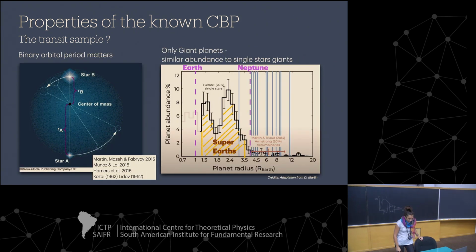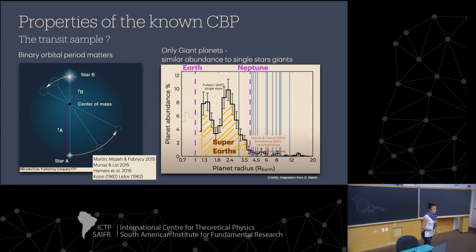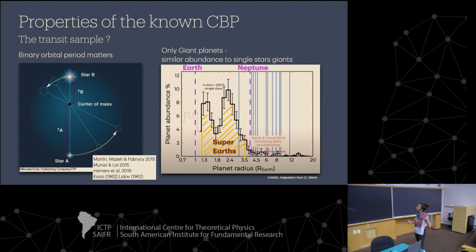Okay, fine. What is very important is, these are all information that we got from the transit sample. Binary orbital period, yes, it is very important. What is the orbital period? Basically, it's the separation of the inner binary. That one is important. And it's important because we find exoplanets that are only around specific type of orbital period. And we have just detected giant planets. We have never detected anything that is smaller than giants.